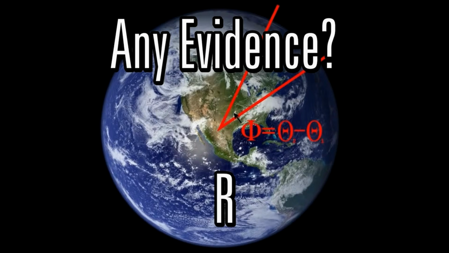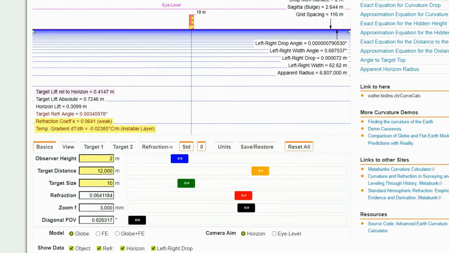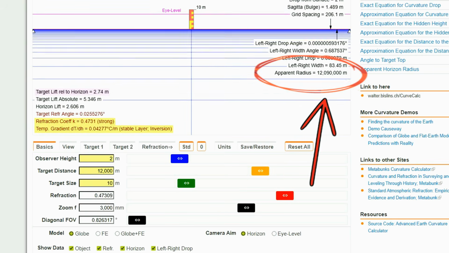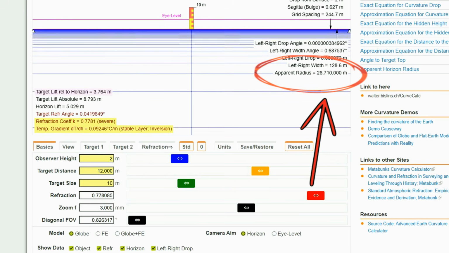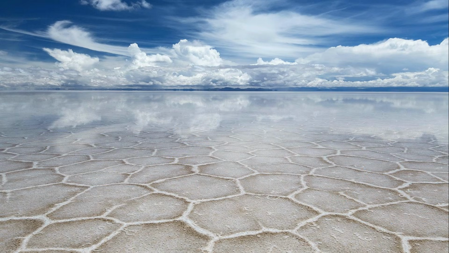This is the reason I'm not using the Walter Bislin's Advanced Earth Curve Calculator. There is an interface controller for refraction, but raising the refraction increases the radius. If the radius is off, the entire heliocentric delusion collapses. I'm not finding flat spots on a globe because there needs to be consistent curve throughout the whole Earth.